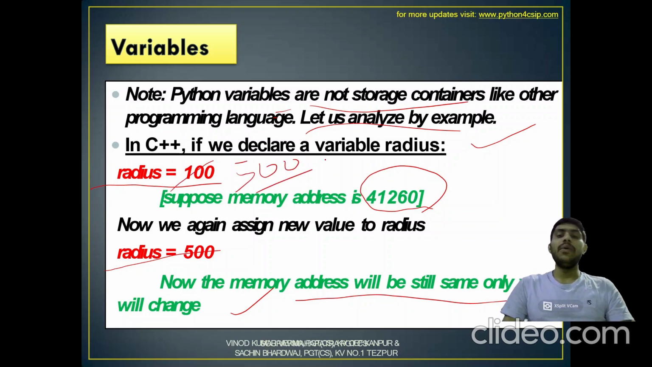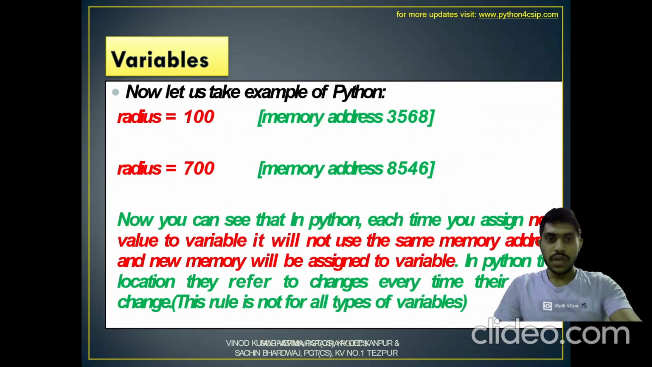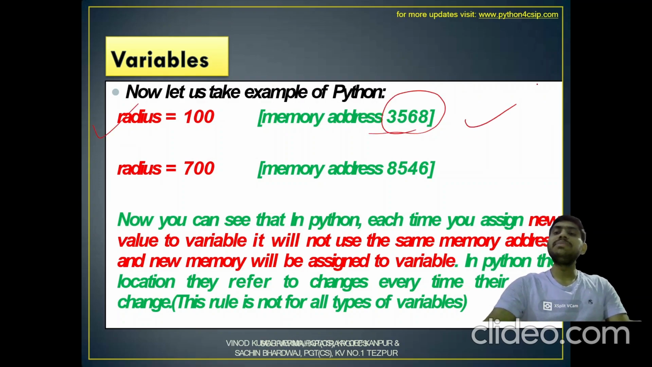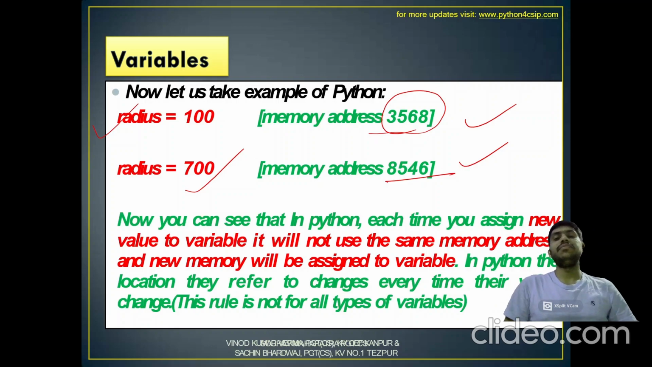In other programming languages like C++ or Java, but in Python, suppose radius equals 100 and it takes one memory address. When the value changes to 700, the memory address will also change. Whenever the value changes, the memory address automatically changes. So in Python, each time you assign a new value to a variable, it will not use the same memory address. Very important concept: new memory will be assigned to the variable. In Python, the location they refer to changes every time their value changes.